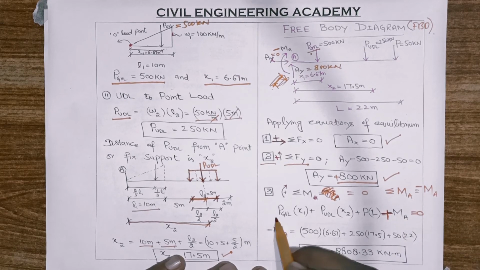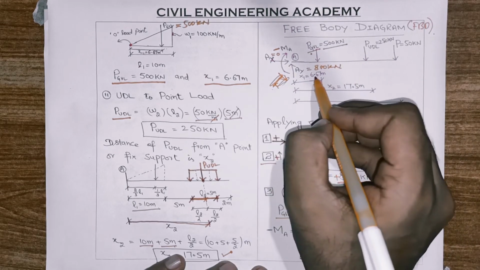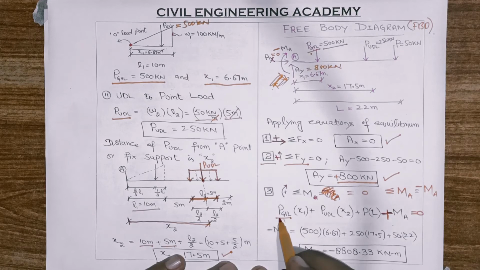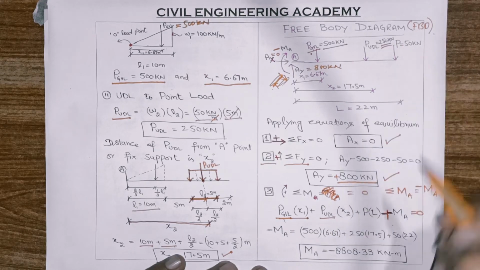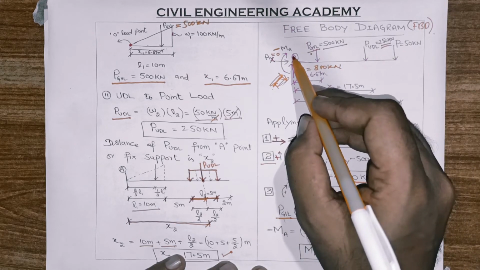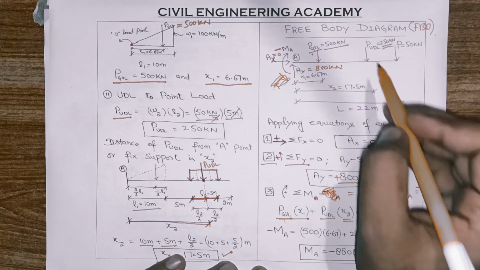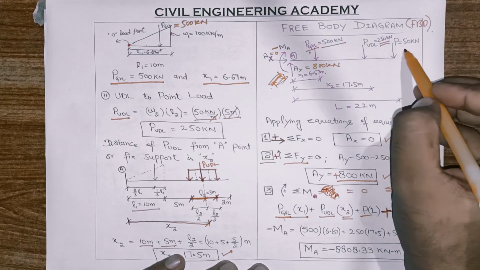So Pgvl into its moment arm. What is Pgvl? 500 kilonewton. Its moment arm is x1, 6.67 meter. This term is confirmed. Pudl is 250 kilonewton and its moment arm is x2. Moment arm means the distance from the fixed support to this load point, that is 17.5 meter. And what is P? This is 50 kilonewton.